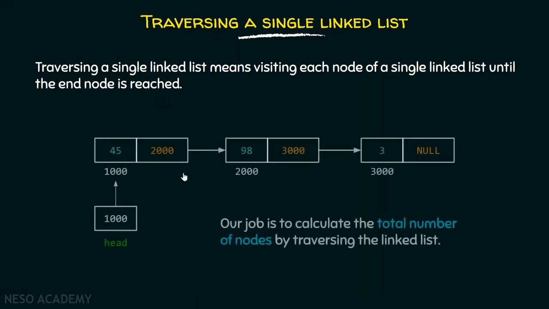For the sake of simplicity, we will consider this example. That is, we will assume that we already have this list and we need to traverse this list. Not only do we need to traverse this list, we also have to calculate the total number of nodes in this list by traversing this linked list. Okay? So we will assume that we have this linked list already. The head pointer is pointing to the first node of the list, and our job is to calculate the total number of nodes in this list.